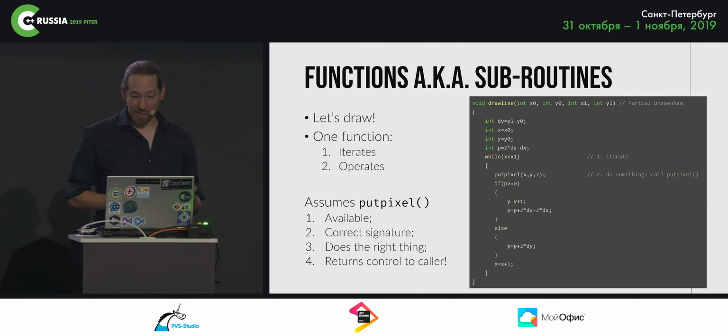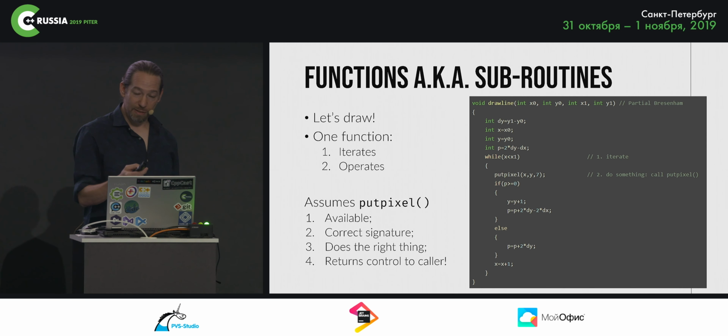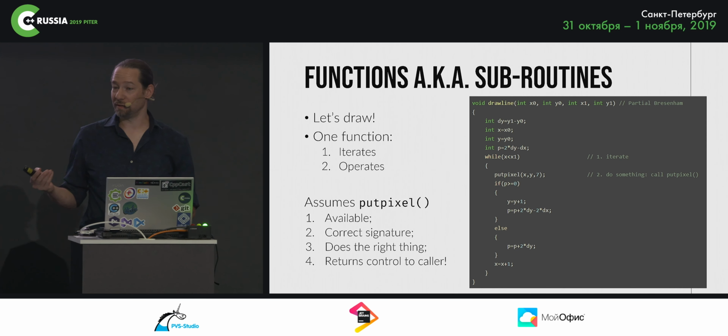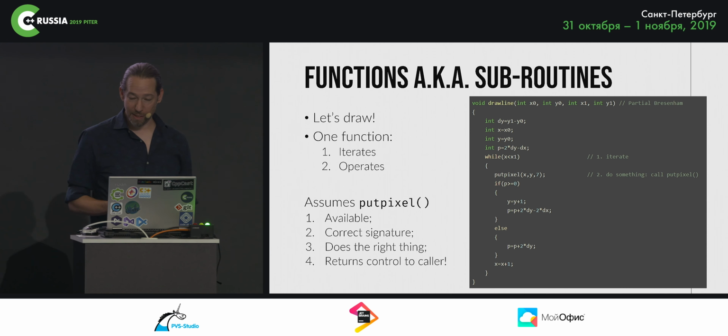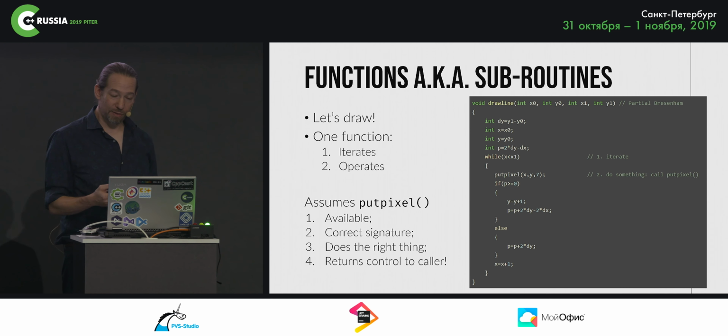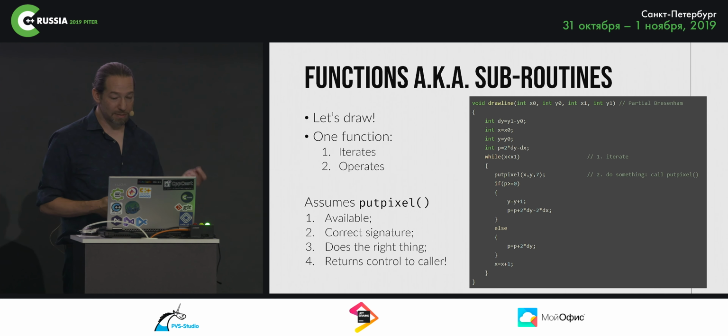Now, let's look at another example. Let's say we want to draw a line. This is a typical algorithm you might see in online articles or books about graphics, how to rasterize a line. This is a partial Bresenham in this case. It's a very typical algorithm where we're iterating over the sequence, in this case the pixel positions along the line. And then we're applying some kind of operation at each of these pixels, in this case drawing the pixel to the screen using the function putPixel.